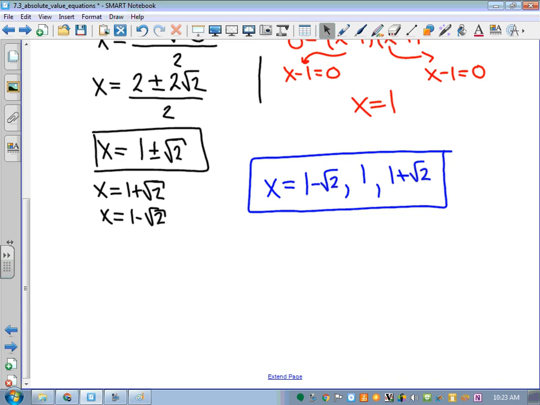Okay, the last thing I want to do here is show you the graph of this just so we can talk about it. And I'm just going to bring up your calculator to do that.